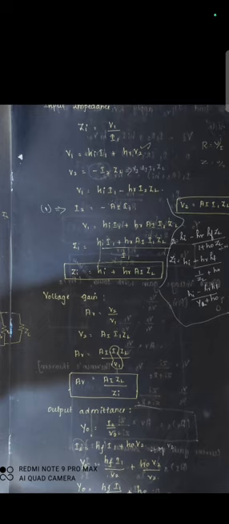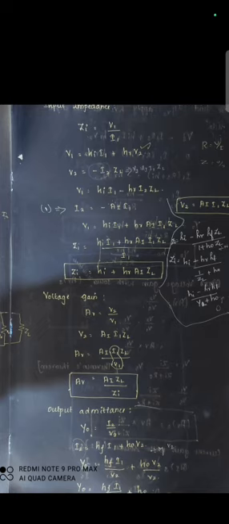Okay, now the next one is voltage gain. How will you find voltage gain? The voltage gain is the ratio of output voltage to input voltage, and the output voltage V2 we know is equal to minus AI into I1 into ZL. Now substitute the values and find the value of AV.